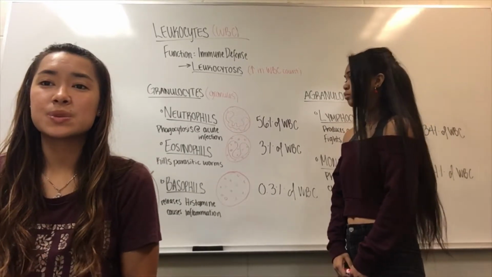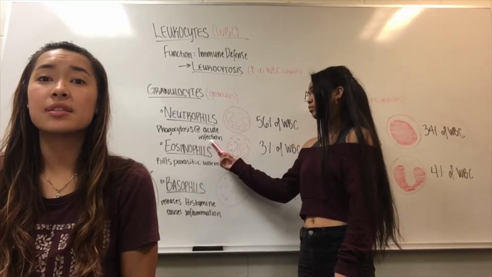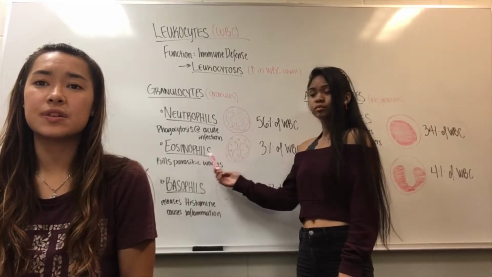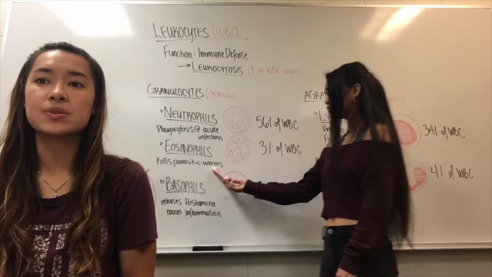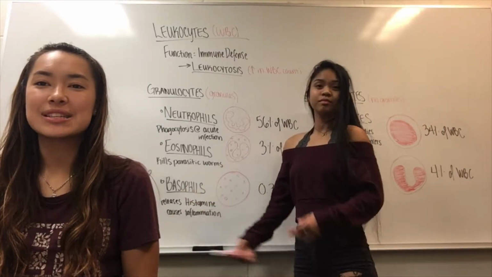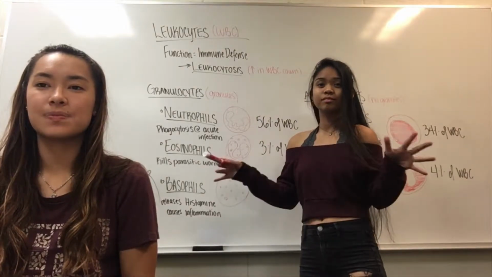First is neutrophils, which perform phagocytosis at the site of an acute infection. Next is eosinophils, which fight parasitic worms and produce antihistamine. And lastly, basophils, which release histamine and cause inflammation.